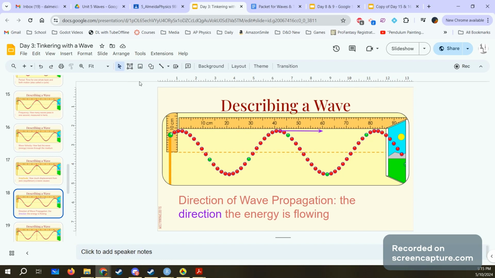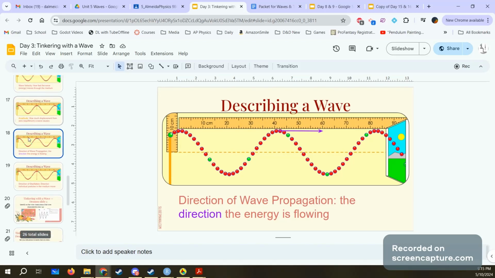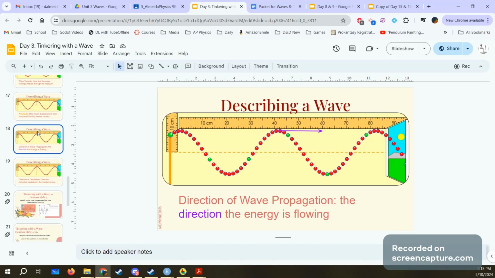Direction of wave propagation. In the simulation that we've been using, the waves all move from left to right. Again, if you've got that empty window there, they all just leave out through that side. And that's just the direction that the energy is flowing. I always like to think of it, if you're a surfer catching the wave, what direction are you being pushed by the wave? That's going to be the direction of propagation.